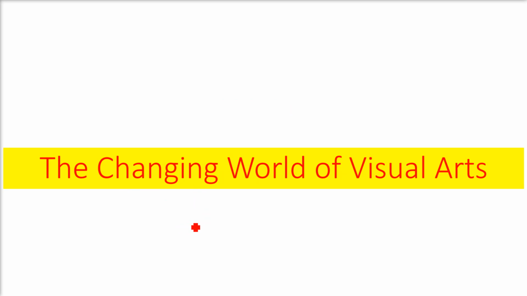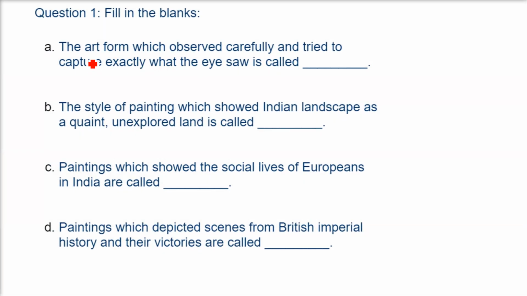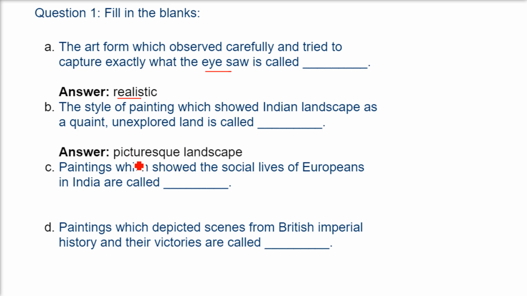Question answer on the changing world of visual arts. Fill in the blanks. The art form which observed carefully and tried to capture exactly what the eye saw is called realistic art form. The style of painting which showed Indian landscapes as a quaint, unexplored land is called picturesque landscape.